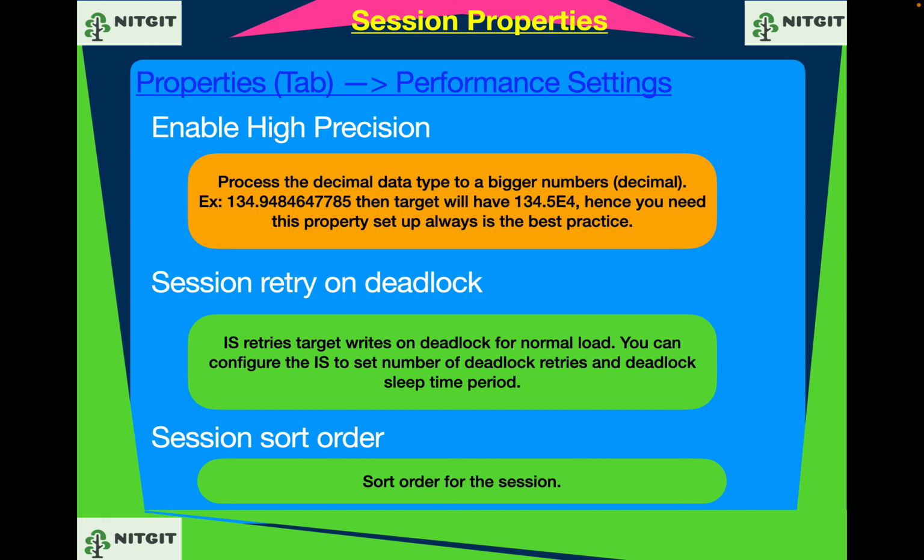That's the best practice. If you set this enable high precision, then the source value 134.948464, whatever it is, will come as is. Otherwise you will get an exponential value like 134.5. So this is very important to set up. As a best practice, by default you do it.